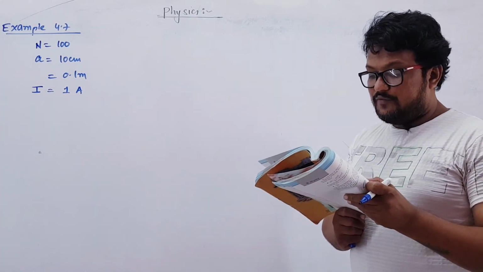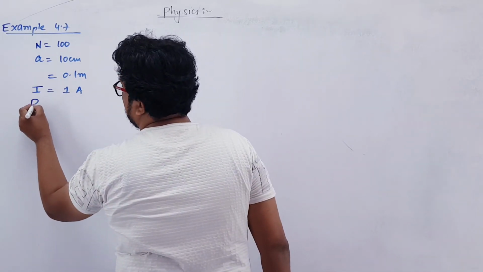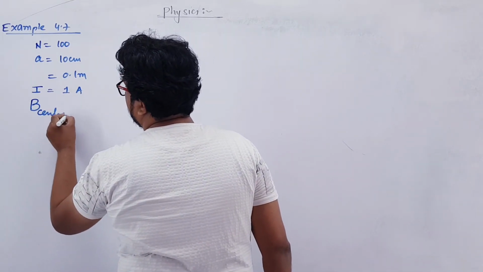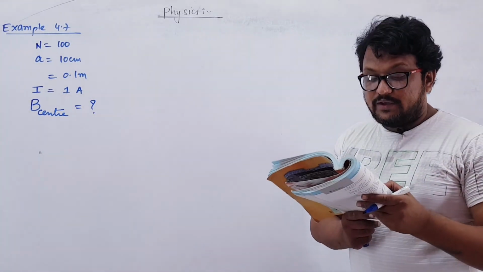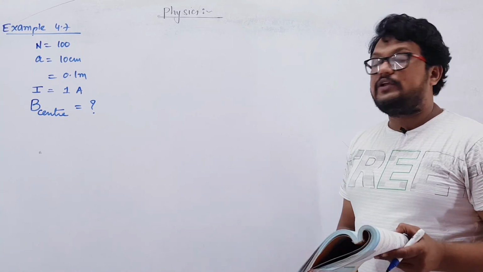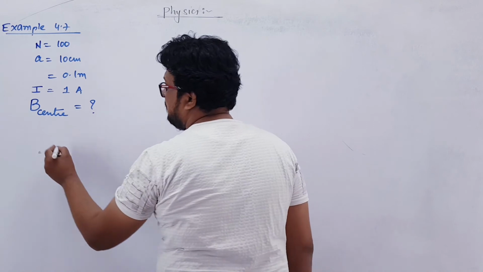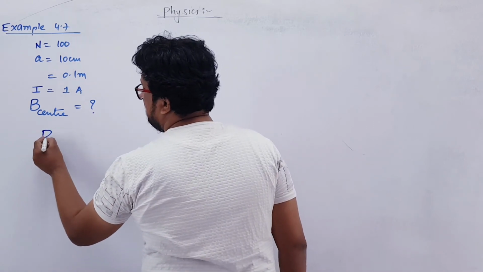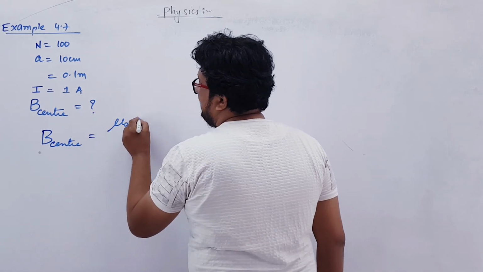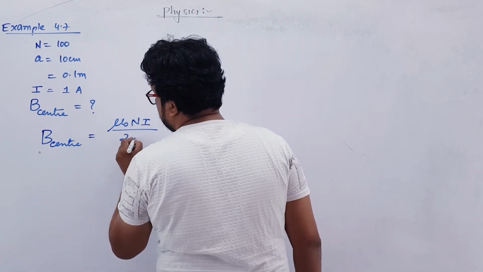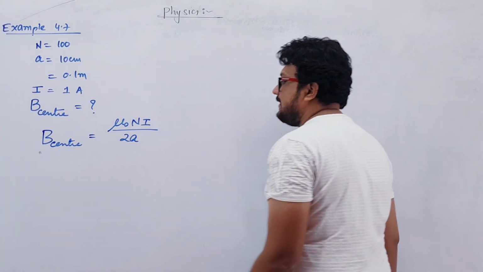What is the magnitude of the magnetic field at the center of the coil? We want to find magnetic field at the center. So B of center. Look, directly you have to put the formula and simplify. Quite simple one. Can be asked only for 2 marks. B of center is equal to mu naught Ni over 2A, for the center of the ring.